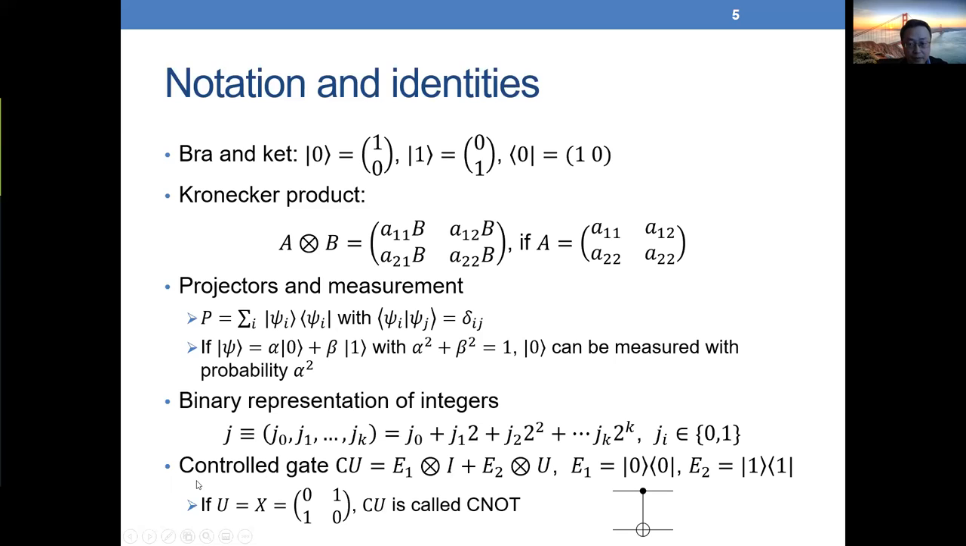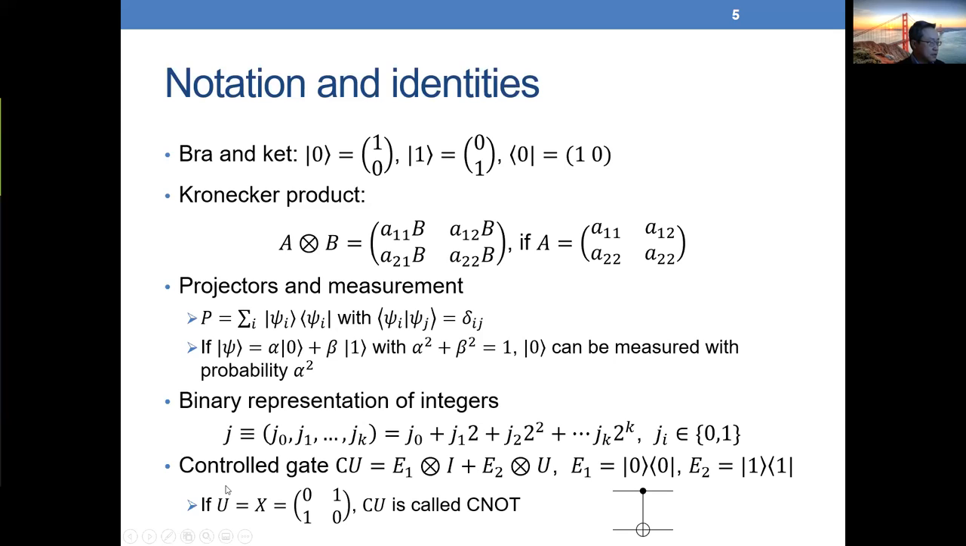Can I ask a minor point? Alpha and beta, are they potentially complex numbers? They are potentially complex numbers. Yeah, that's throughout the talk. Mostly, I will be talking about the complex field. So that should be alpha star alpha. Right, I should fix that. Thank you.